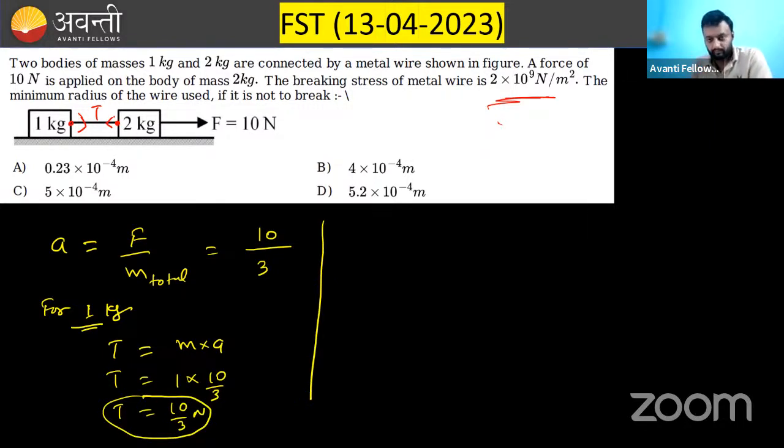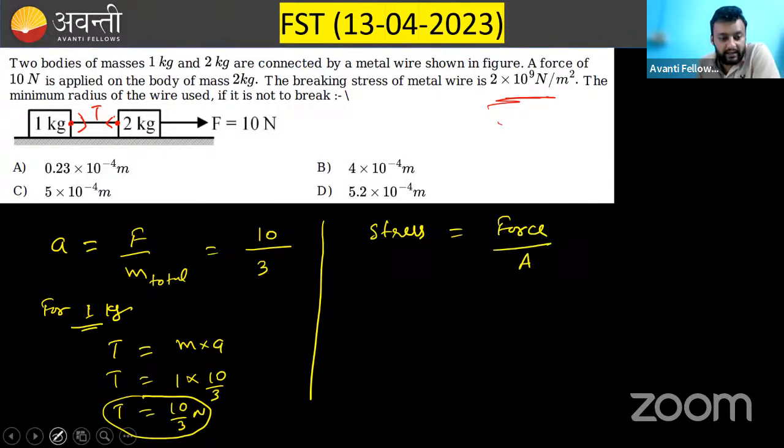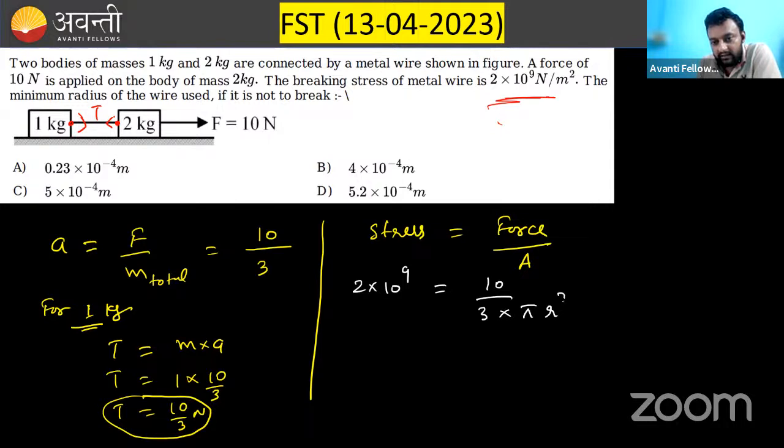Now, we know that stress is equal to force per unit area. The stress is given as the breaking stress, which is 2 into 10 raised to the power 9, equal to the force created in the wire, T, which is 10 by 3, divided by the area, pi r square. By solving this equation, you will get R.